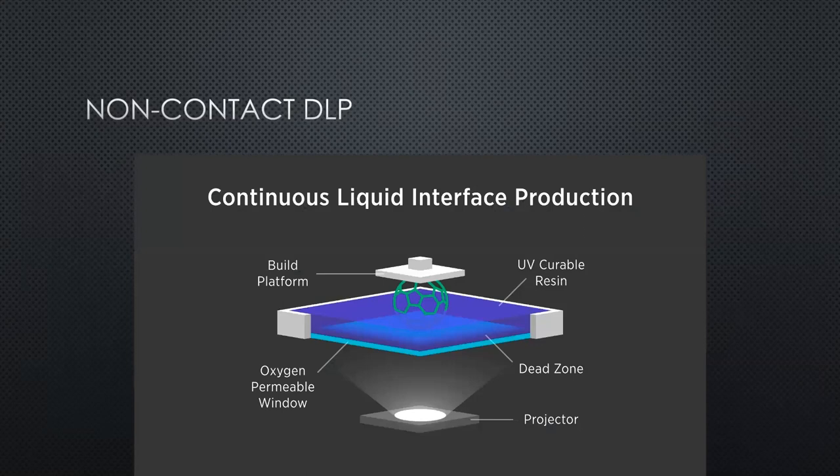So of course, we also need to mention a technology called non-contact DLP. The most popular, of course, is CLIP from Carbon. Non-contact DLP is essentially this modified DLP process. In traditional SLA and DLP systems, the layers are glued onto the resin tank and need to be peeled off of the base. Whereas non-contact DLP has the print suspended in the middle of the resin and it's pulled out of the vat, which reduces shearing forces, decreases print times, and potentially leads to more accurate prints due to less distortion.